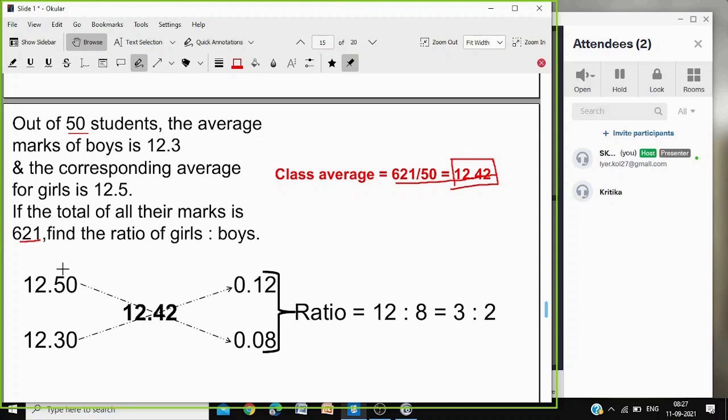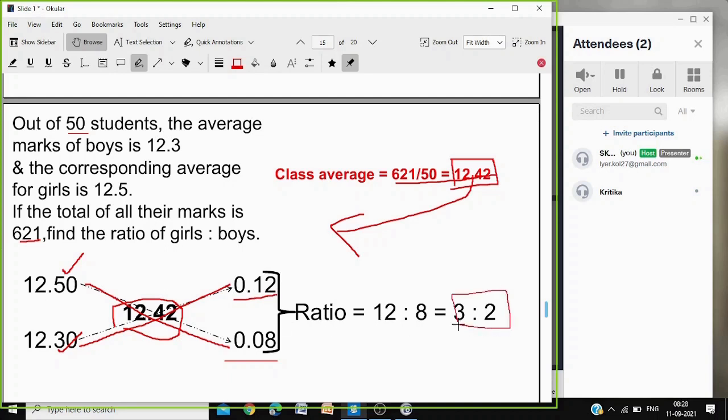So this is the girls' average, the higher average. This is the lower average. And this is the mean average, which we got here, the average for the total class, the middle value. So we get the higher value, the lower value, the middle value, and we know the cross difference. This way the difference happens to be 12.50 minus 12.42, 0.08. And this way it is 12.42 minus 12.30, that is 0.12. That is 12 is to 8, or 3 is to 2, is the ratio for girls to boys.